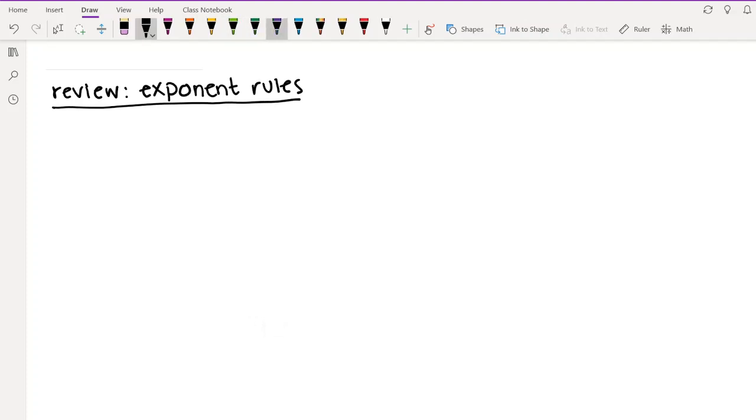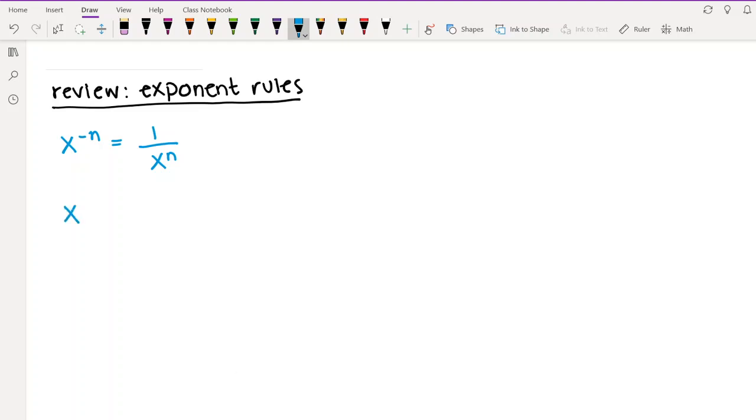So there's just a few that I'm going to write down here. One of them is that if you have a number raised to a negative power, that's the same thing as 1 over that number to a positive power. So like x to the negative 2 is the same thing as 1 over x squared, for example.